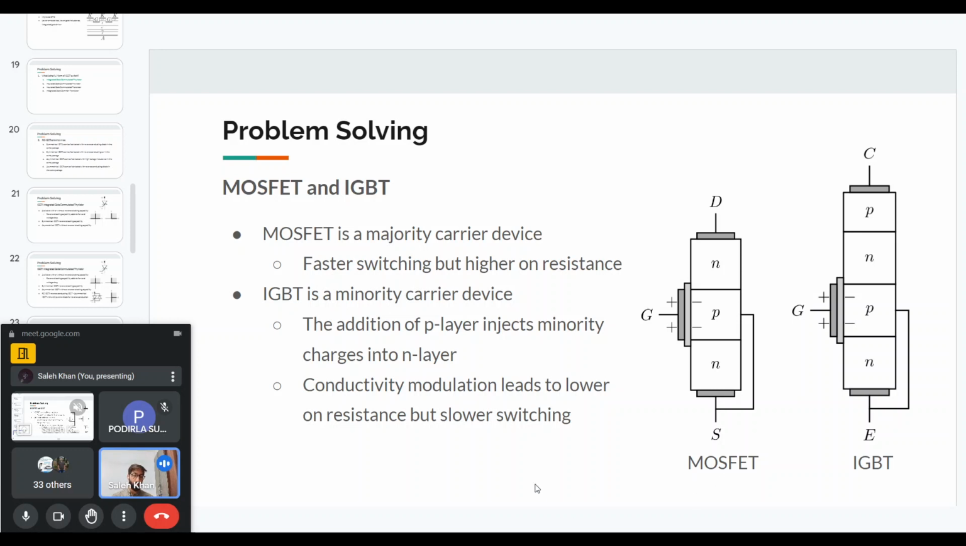So because of less on resistance, we can go for higher voltage ratings and we will not get very high resistance. So the basic concept here is that MOSFET is a majority carrier device. It will have higher resistance but faster switching. But IGBT is a minority carrier device, so it will have higher voltage rating capabilities because the resistance is less, but the switching takes more time, so the switching losses will be more.